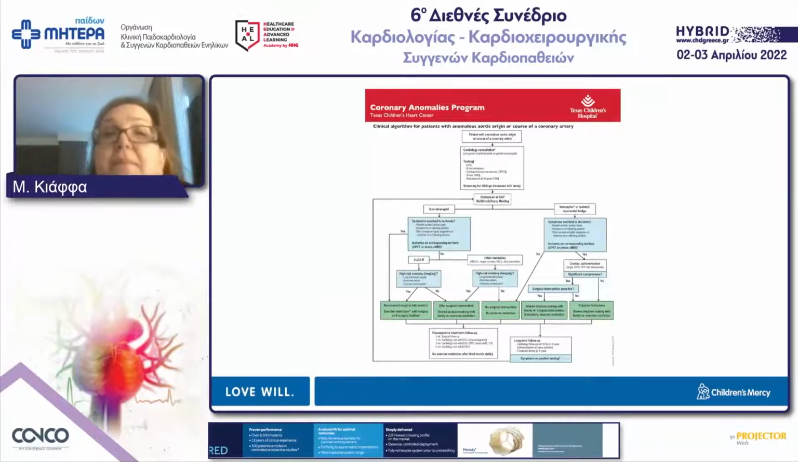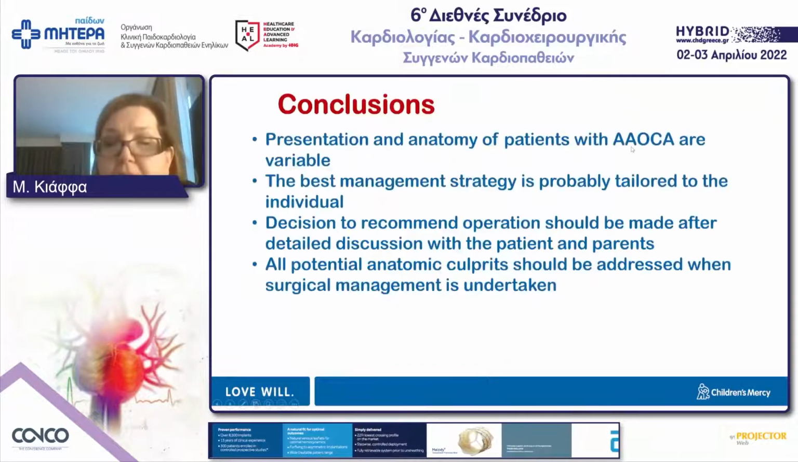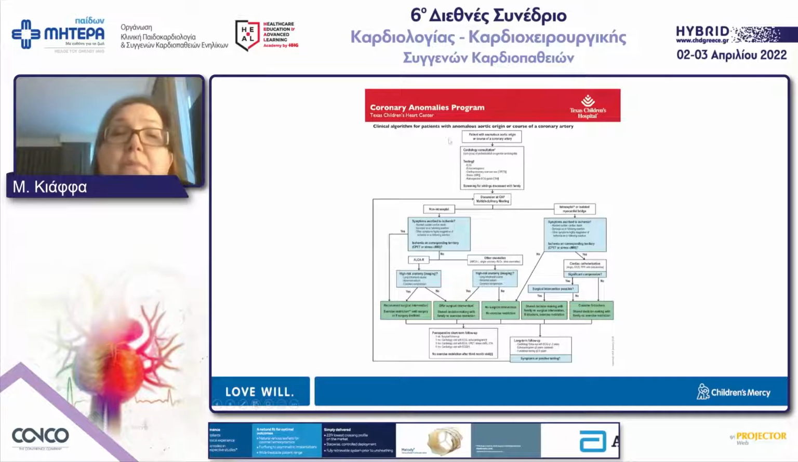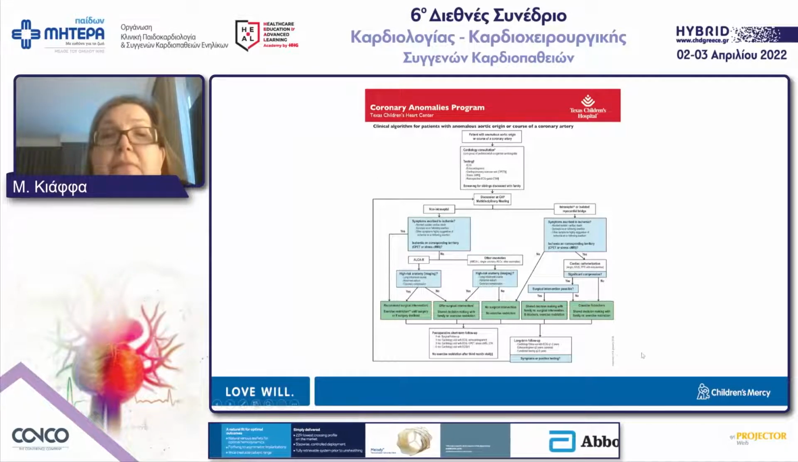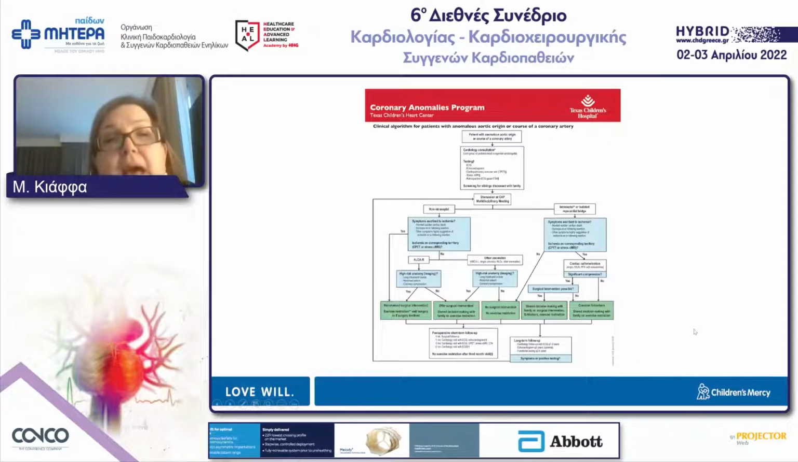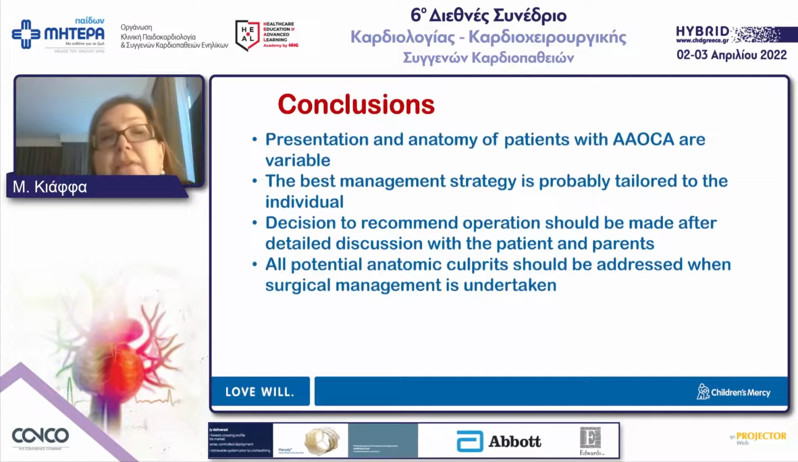This is the coronary anomalies program from Texas Children's. This is their algorithm of what they do and when they have patients. And it's pretty much the things that I went through already. And for the sake of saving some time, I'm going to proceed to my last slide, the conclusions.